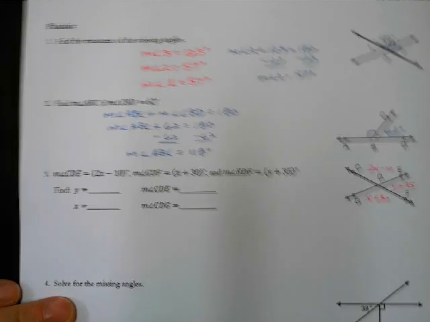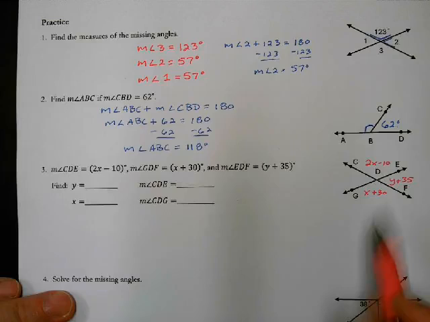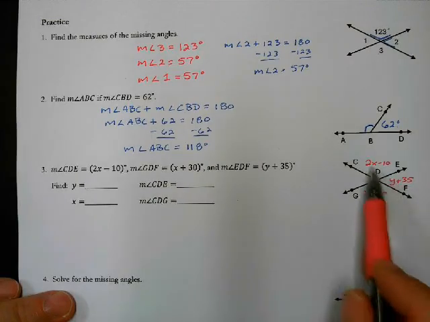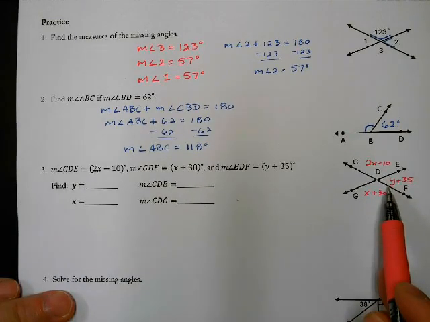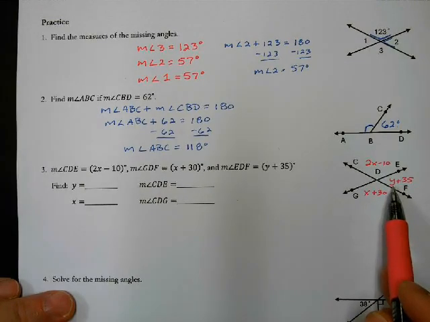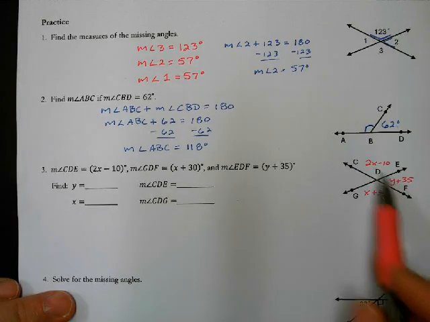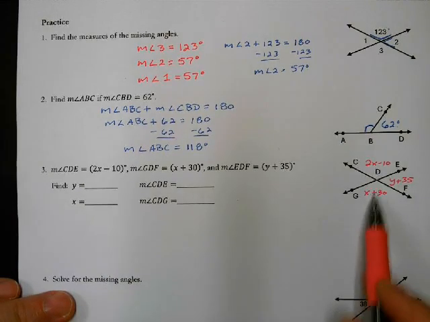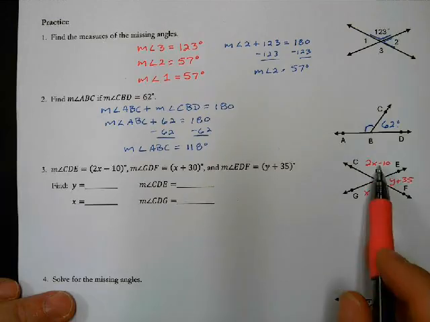To solve this one, we don't want to start with these two. They are linear pairs, they're supplementary, but this one has a variable of x and this one has a variable y. It's not going to be very easy to solve that because we've got two different variables. So I would start with these two. And what kind of angles are they? They're vertical angles. Vertical angles are congruent, meaning this equals this.